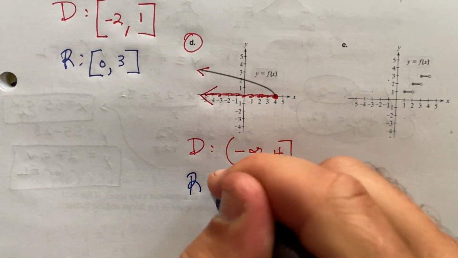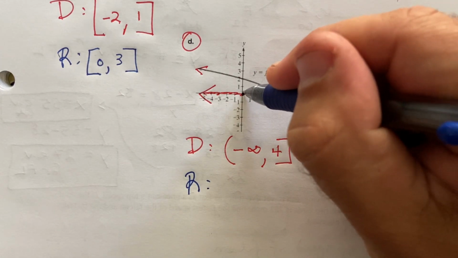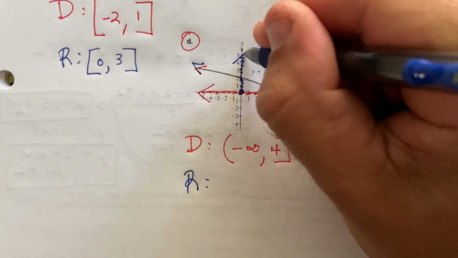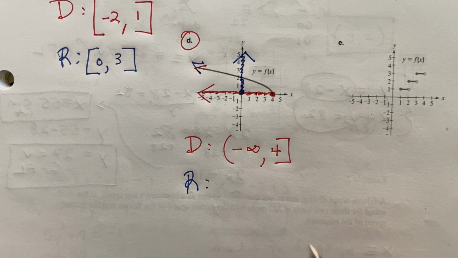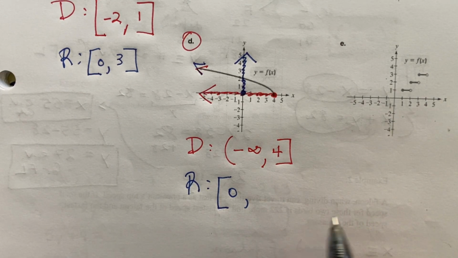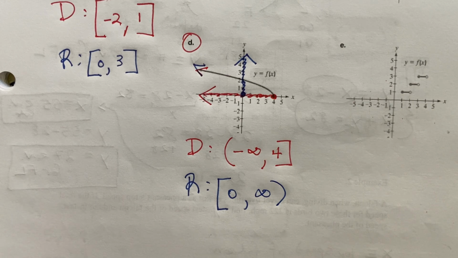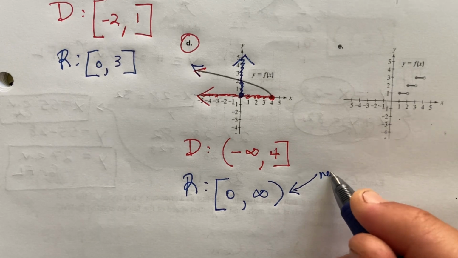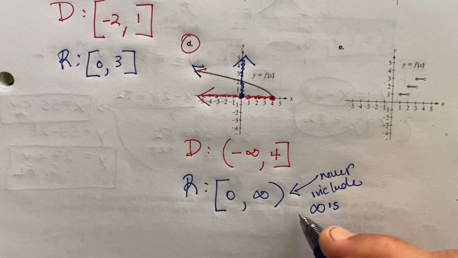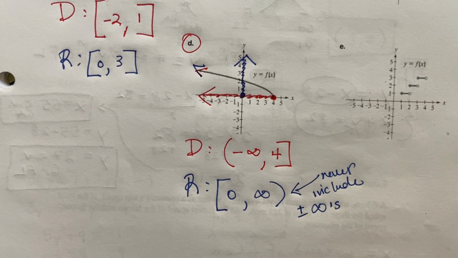For the range, this will transfer over, it'll be closed, and then this also does go forever up. So we'll go from 0, 0 is the largest value achieved by the domain, and then we range all the way up to, well, we approach positive infinity. So we never include infinities, because infinity is not a number, it's just an idea.